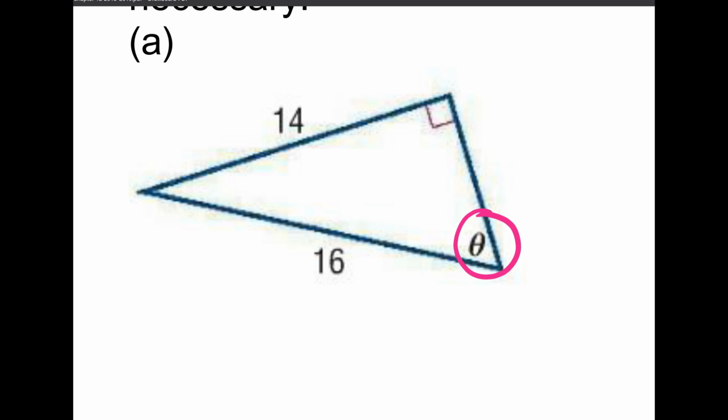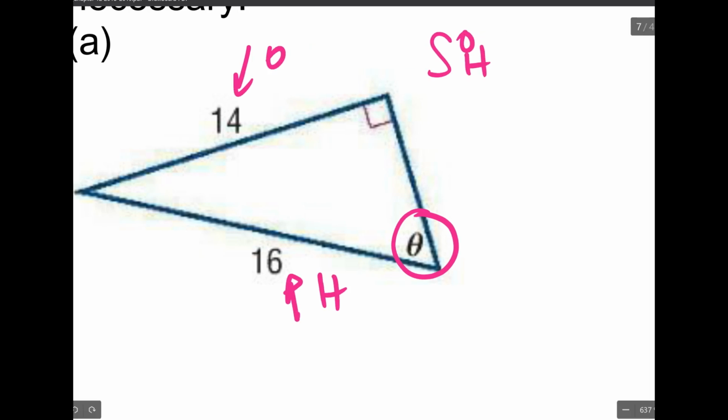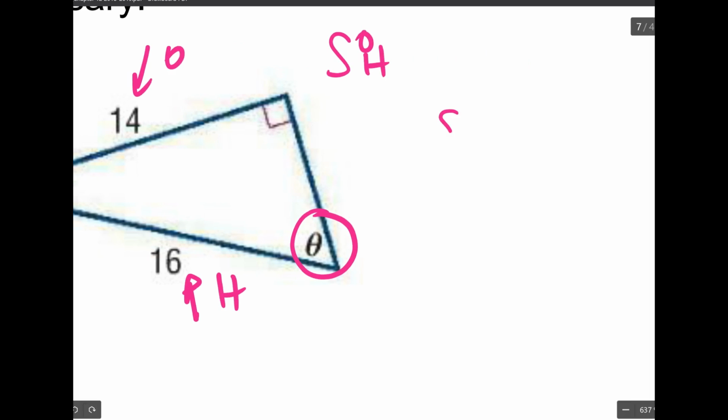I need to label the sides. What sides do I have? I have the opposite, and I have the hypotenuse. So from SOHCAHTOA, I know sine is opposite over hypotenuse. So I'm going to do sine of theta. That just stands for my angle. It's like a 0 with a line through it. It's a Greek symbol that stands for angle. Sine of theta is equal to opposite 14 over hypotenuse 16.